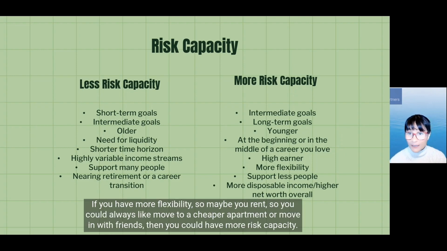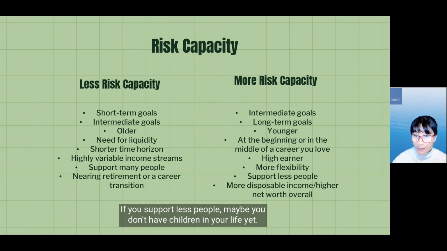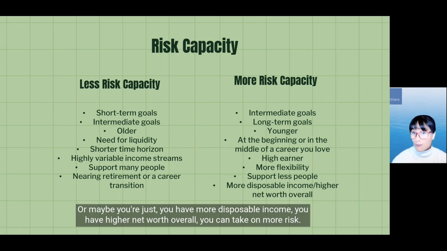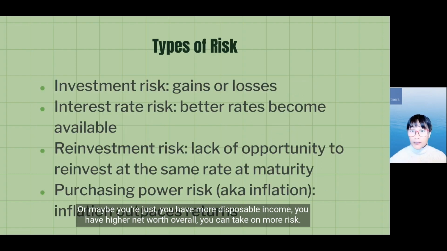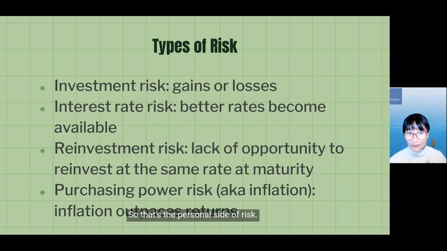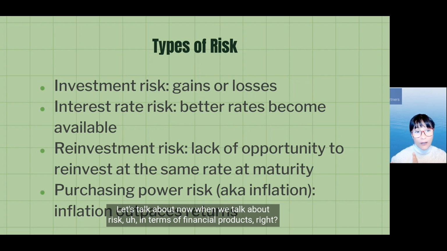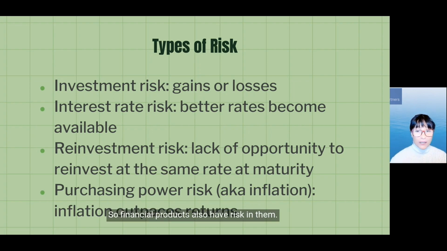If you have more flexibility, so maybe you rent, so you could always move to a cheaper apartment or move in with friends, then you could have more risk capacity. If you support fewer people, maybe you don't have children in your life yet, or maybe you have more disposable income, you have higher net worth overall, you can take on more risk. So that's the personal side of risk. Let's talk about now when we talk about risk in terms of financial products, right? So financial products also have risk in them.